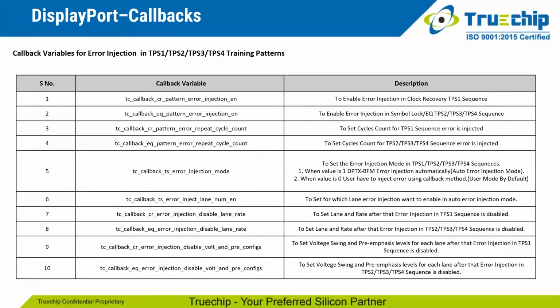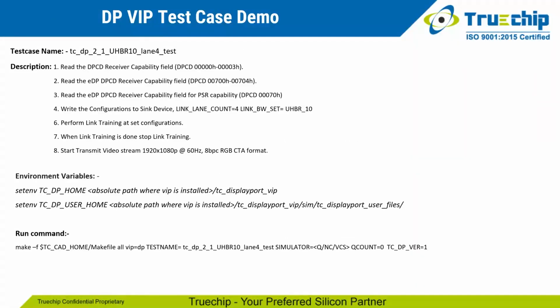These are the various callback variables and their descriptions which are currently being used in the DisplayPort VIP. For example, TC callback CR pattern error injection enable. It is used to enable error injection in the clock recovery of TPS1 sequence. And coming to number 5, TC callback TS error injection mode. It is used to set the error injection mode in training patterns such as TPS1, TPS2, TPS3 or TPS4 sequences. When the value is 1, DPTX BFM error injection is done automatically.